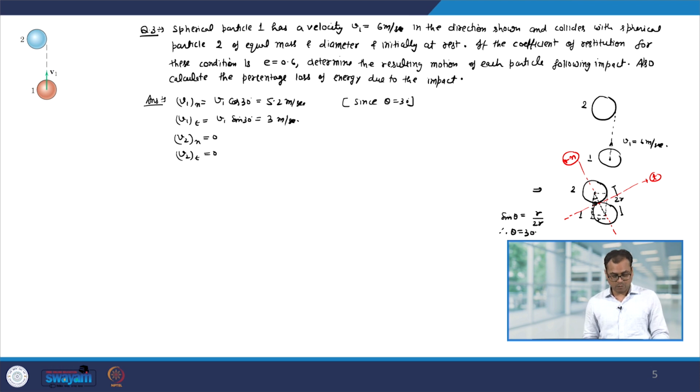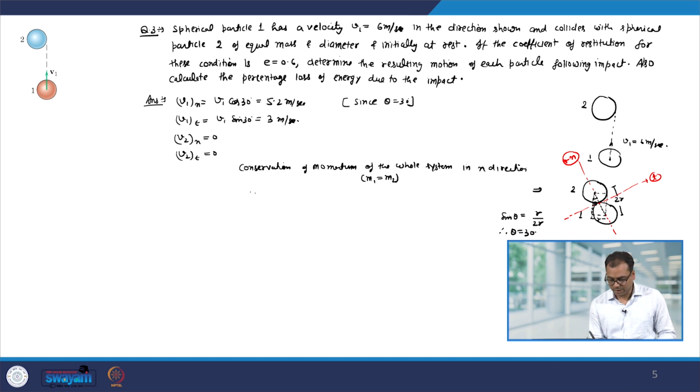Here it is given that m1 is equal to m2, and we know that the conservation of momentum for the whole system will be valid in the n direction. So, let us apply the conservation of momentum of the whole system in n direction, and m1 equal to m2, it is given. So, therefore, m into v, but m will get cancelled. So, we have 5.2 in the n direction, the velocity of particle 1, plus 0 equal to v1 prime n plus v2 prime n. Let us call it equation number 1.